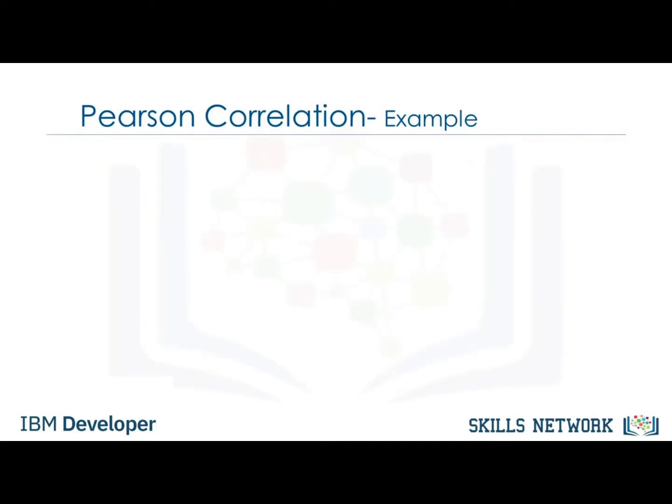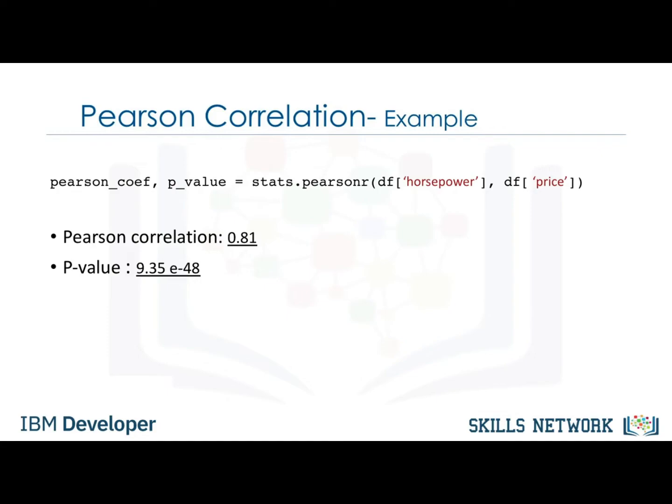In this example, we want to look at the correlation between the variables horsepower and car price. See how easy you can calculate the Pearson correlation using the SciPy stats package? We can see that the correlation coefficient is approximately 0.8, and this is close to 1, so there is a strong positive correlation. We can also see that the p-value is very small, much smaller than 0.001, and so we can conclude that we are certain about this strong positive correlation.